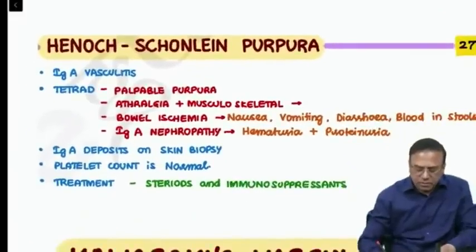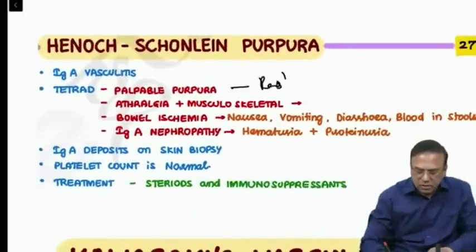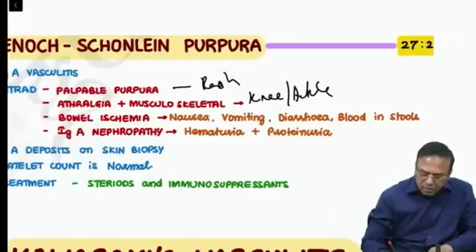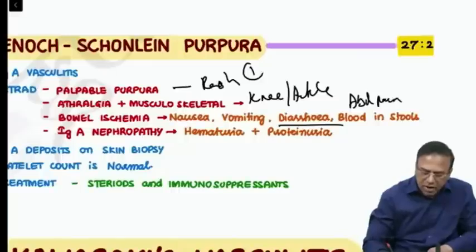Henoch-Schönlein purpura is a patient who will come with a skin rash. They'll have knee and ankle arthritis. Knee and ankle will be involved. They'll have abdominal pain and diarrhea. Because of bowel ischemia, they'll have abdominal pain and diarrhea. So rash, ankle knee involvement, abdominal pain and diarrhea.